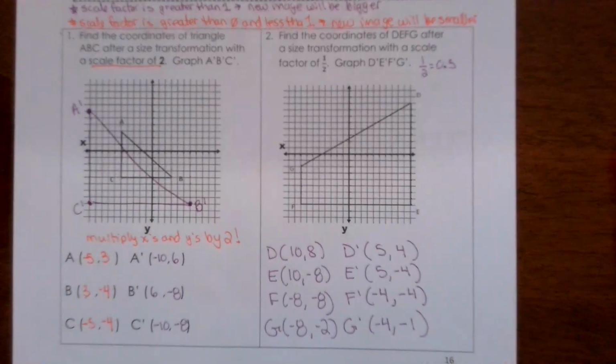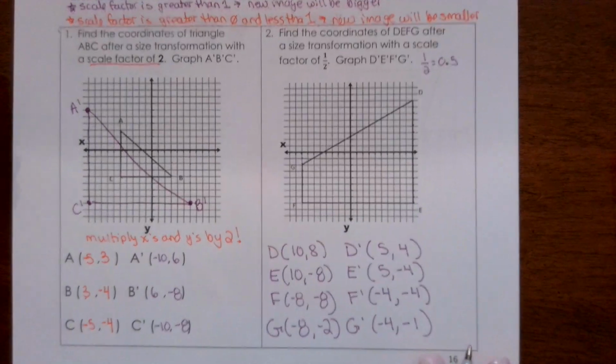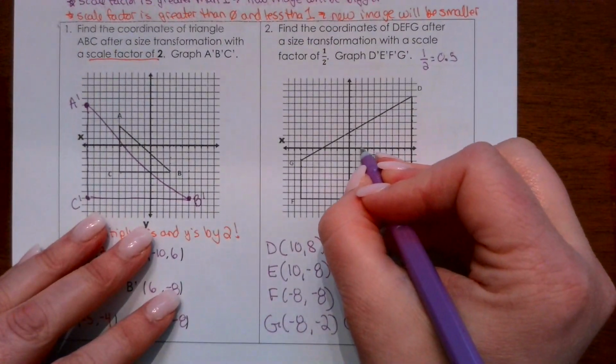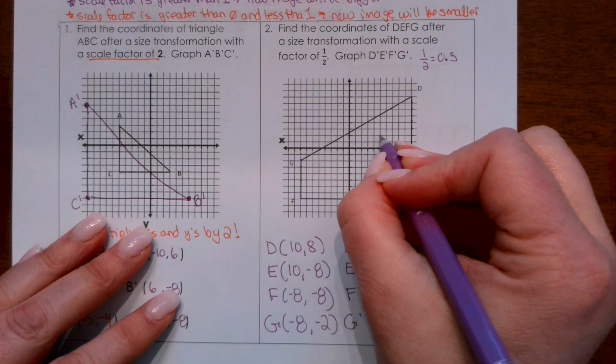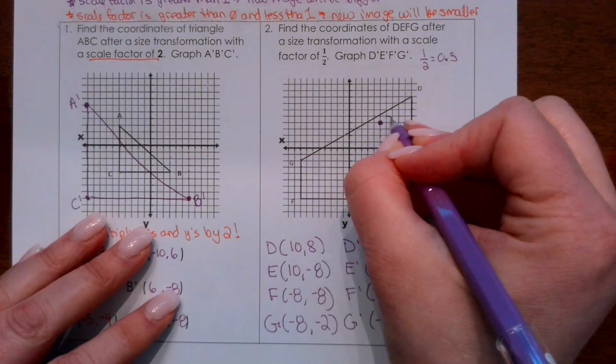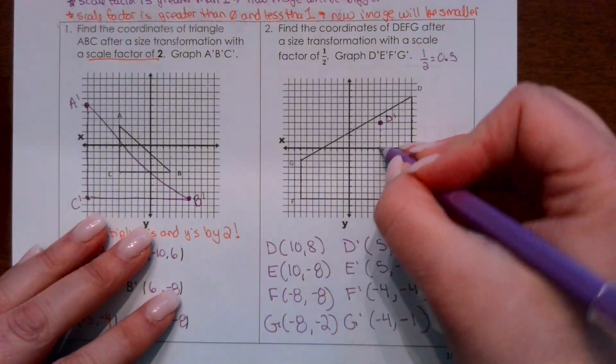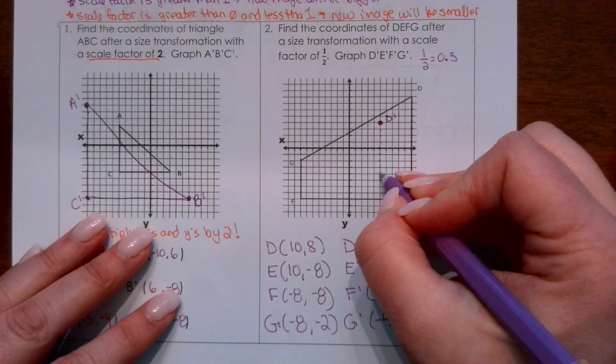So I have all my new coordinates that I can now plot. D prime is going to be at 5, 4. There's D prime. E prime will be at 5, negative 4.